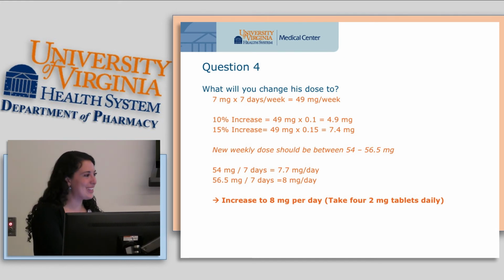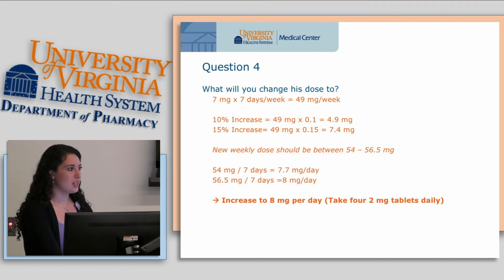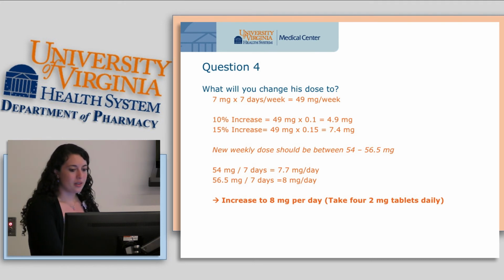Okay, assuming he takes 7 milligrams a day, we would multiply that by 7 days a week, so 49 milligrams total over the week. And so if we were increasing by 10%, that would be about 5 milligram increase, and 15% would be about 7.5 milligrams increase. And so anywhere within that range should be safe for him. And so we want the new weekly dose to be between 54 and 56.5.